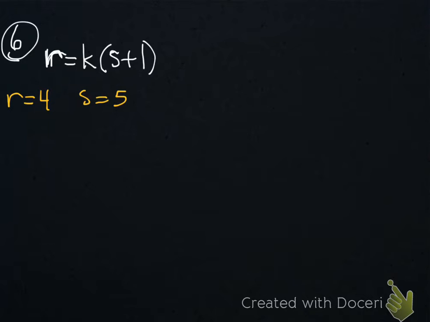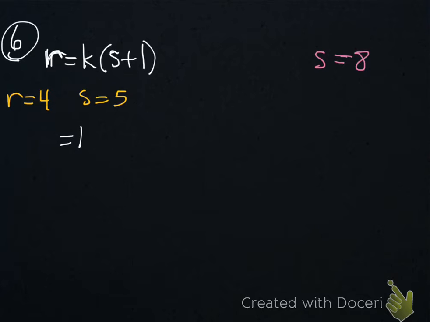Number 6, if R varies directly as S plus 1, so R equals K times S plus 1. This one's a little different. We haven't had a binomial in there. Okay? When R is 4, S is 5. And then we want to know what R is when S equals 8. There's our second set of criteria.